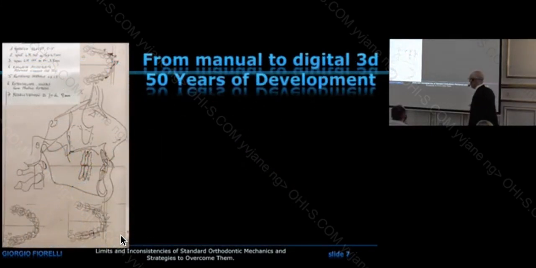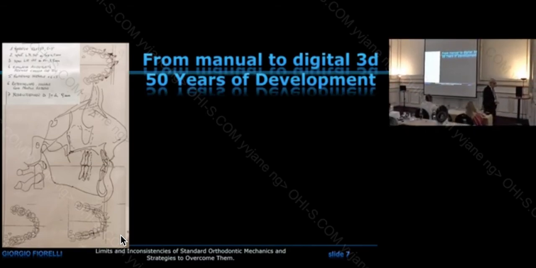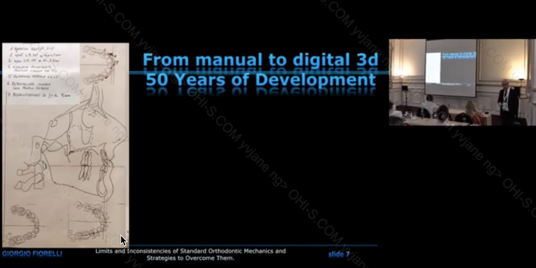And I was doing this many years ago. I was attending Professor Melsen's school in Denmark in 1989. So I had all dark hair and many more of this, and I was a little bit slimmer. So these kinds of things happen. We were doing this manually, but the idea was setting a goal and drawing the same things that today we're doing with the computer and digital models.